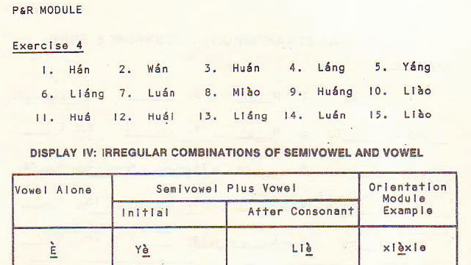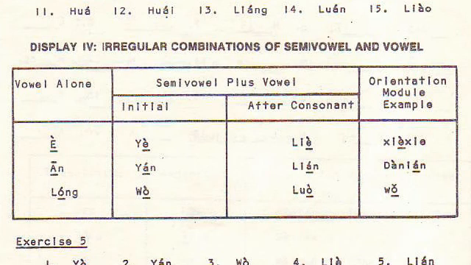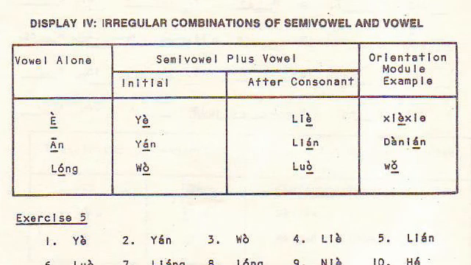Display 4 presents 3 irregularities that crop up in combinations of semivowel and vowel. Listen to the speaker read the first triplet of surnames. Notice the effect of the semivowel written Y or I.